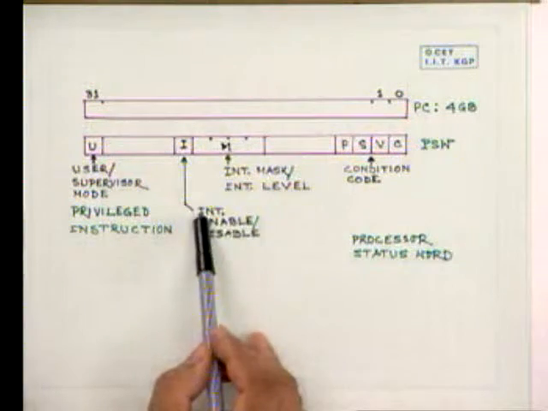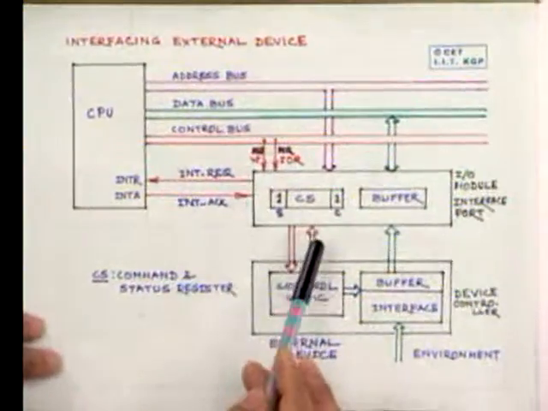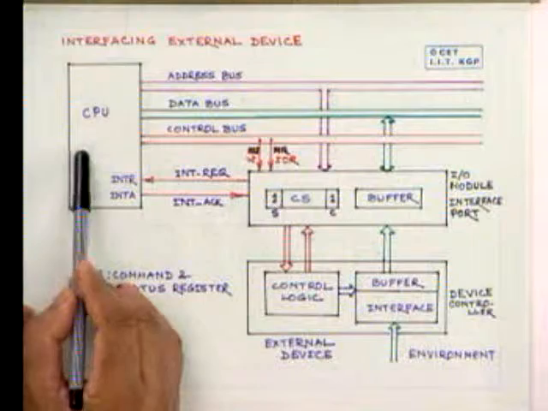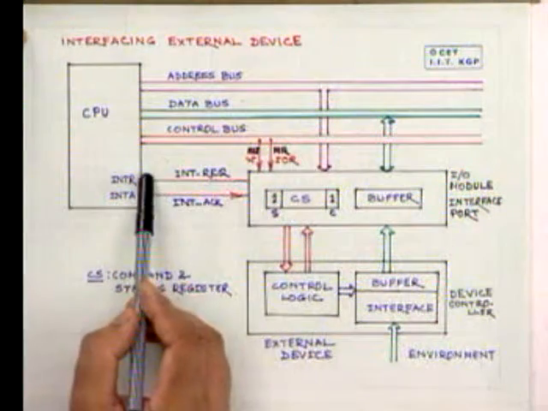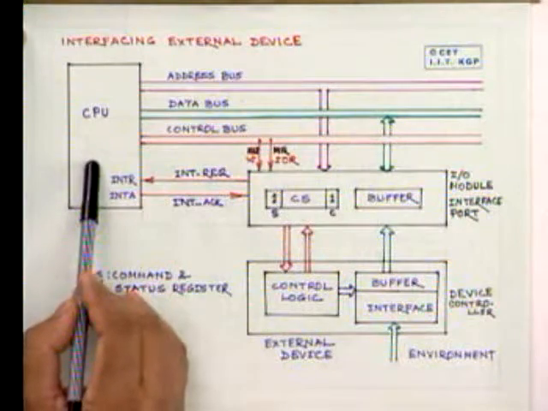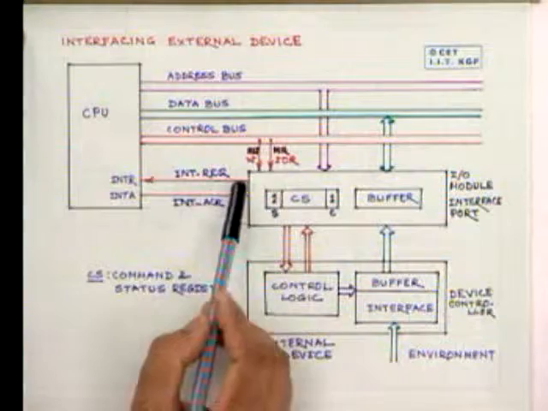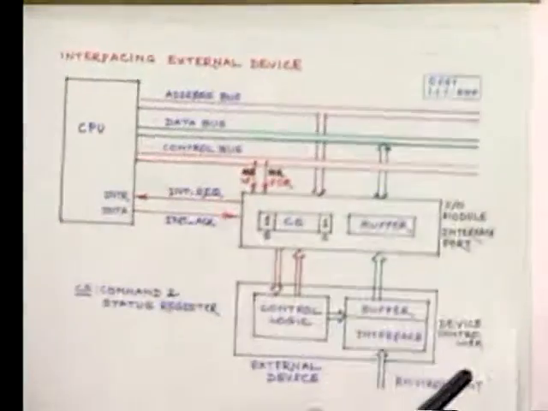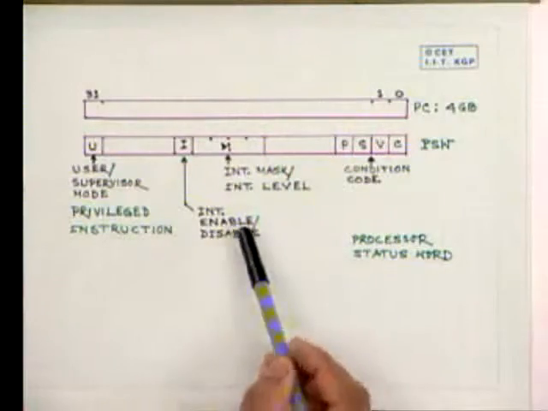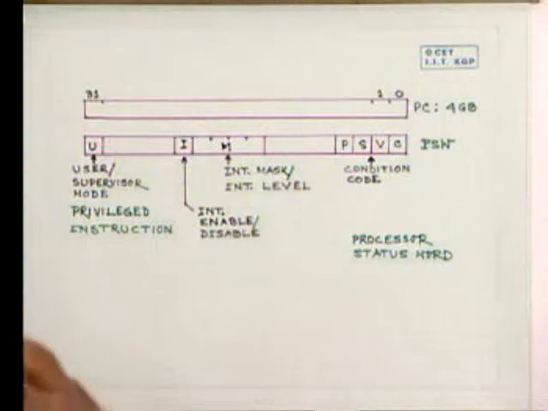It says whether interrupt is enabled or disabled, which means we can keep one bit here. If that is 0, then no interrupt request is honored, and when it is 1, only then is the interrupt request honored. This bit is called the interrupt enable/disable bit, and that is also a part of the processor status word.